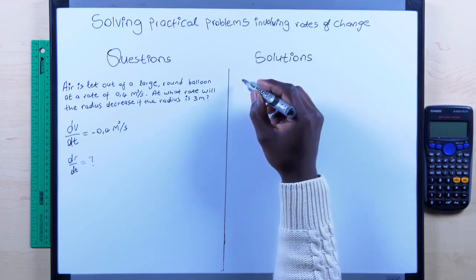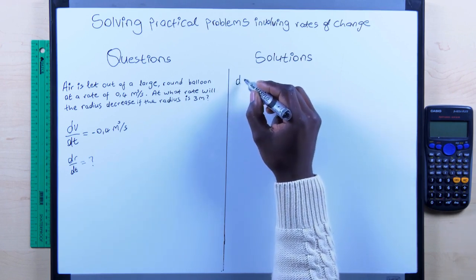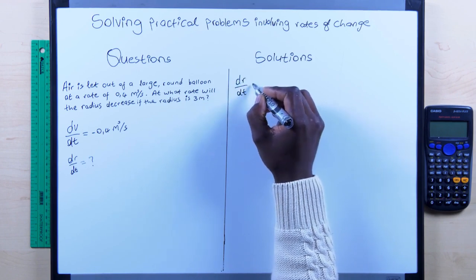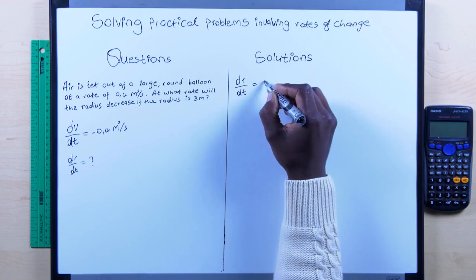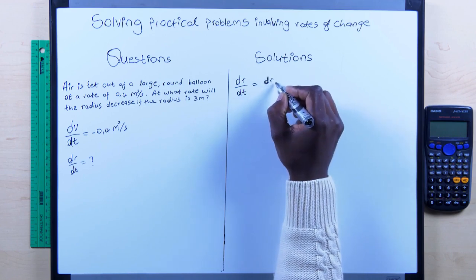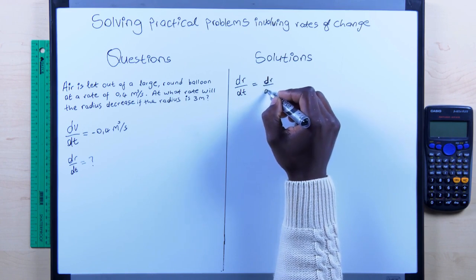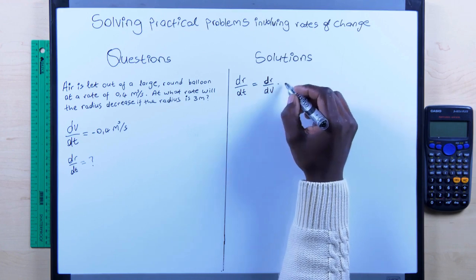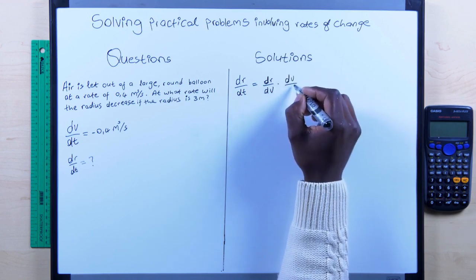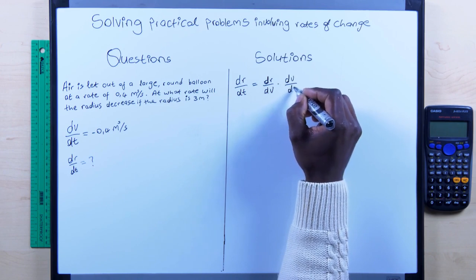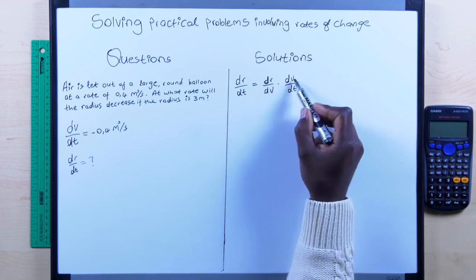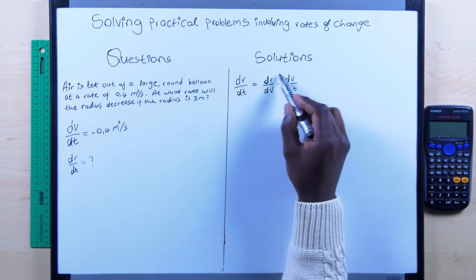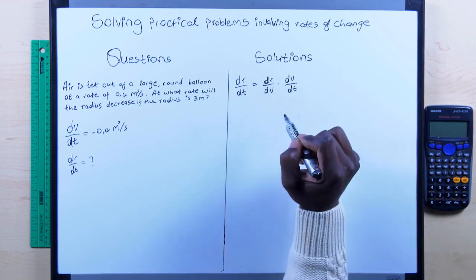Furthermore, when we do our solution, we're going to focus here. We know that the derivative of radius with respect to time must be equal to the derivative of radius with respect to volume, multiplied by dV/dt. So in other words, the dV will cancel. Now we must work out these two factors, these two derivatives.